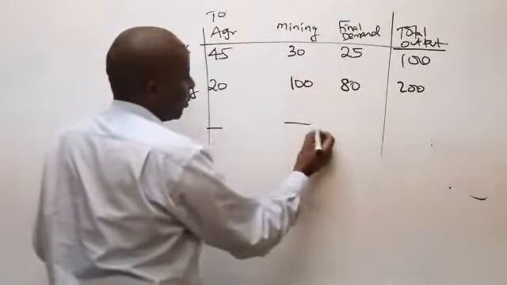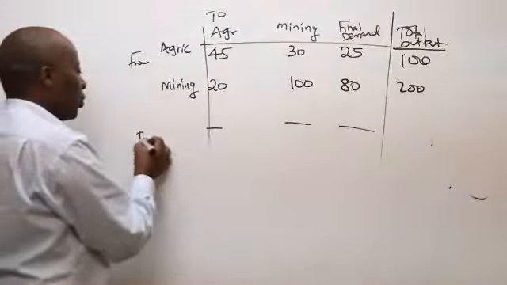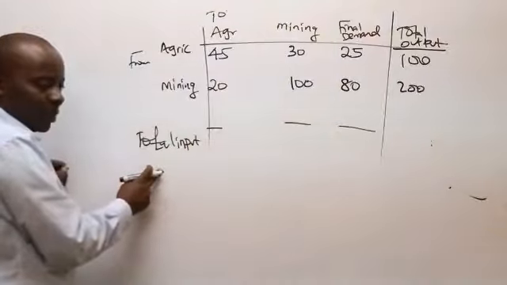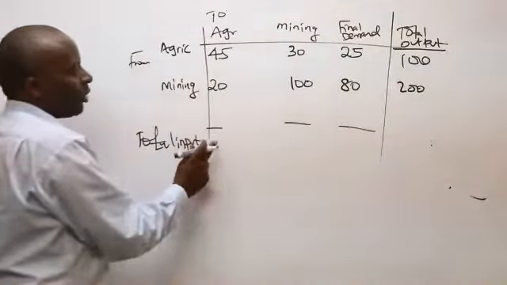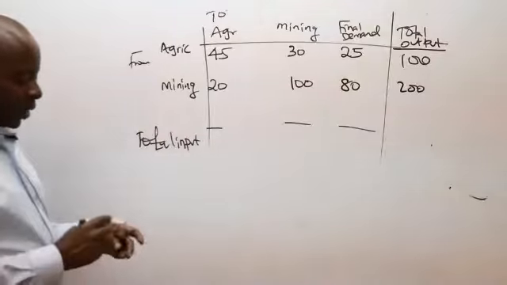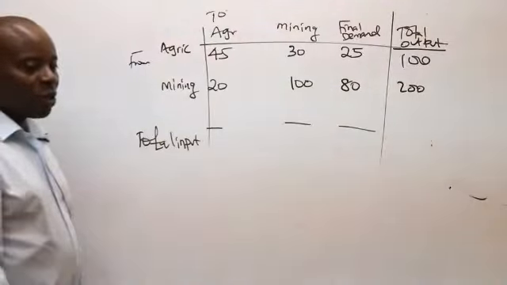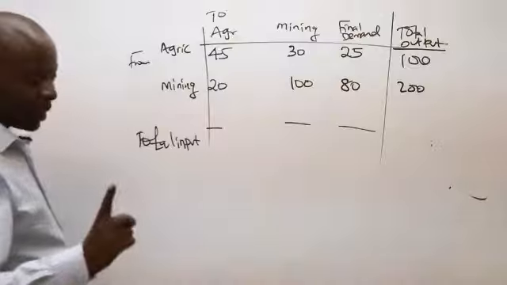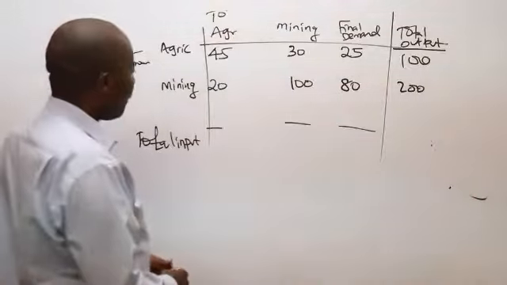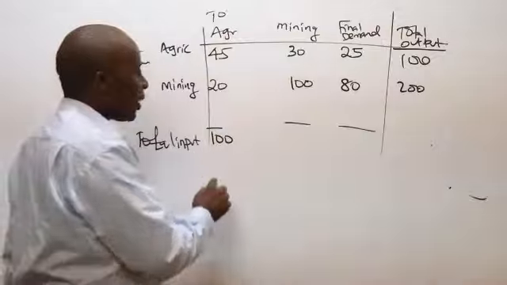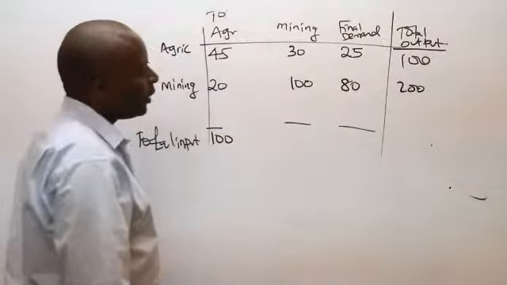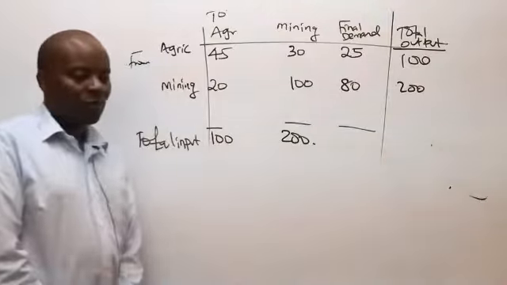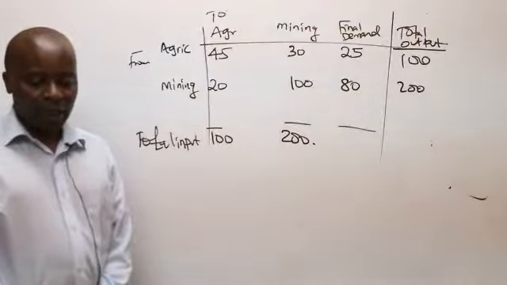Now listen. Then we'll come and talk of what we call the total input. Up there we have output, and here we have the total input. Can somebody give me the total input of agriculture? 65. Thank you very much for trying. However, that is a lie. The total input for agriculture is 100. The total input for mining is 200. Is there anybody who is able to see where I'm getting those figures from?